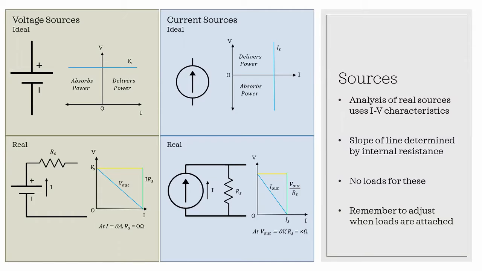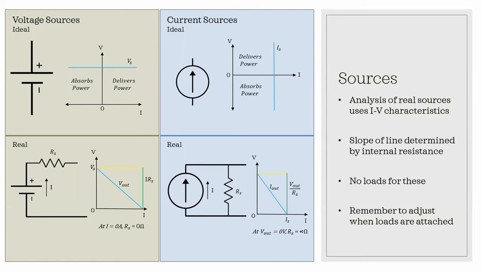For a real voltage source, bottom left, the actual voltage output is lessened by the voltage lost across the resistor. And this gives a negative slope to our IV relationship, where our slope is the value of the resistor. And the difference between the ideal output and the real output is equal to the current having to be sent out from the voltage source times the resistance. So I out times the internal resistor value is what's removed from our ideal source.